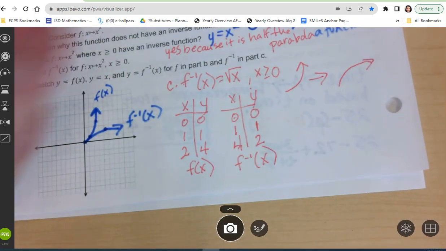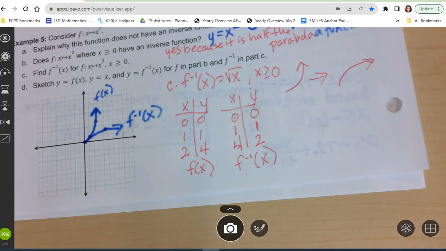And notice they are still reflections across that diagonal line, y equals x. Let me make sure I didn't forget anything. I think we got it all. All right, we did good in our short class period, but I know that was a lot.